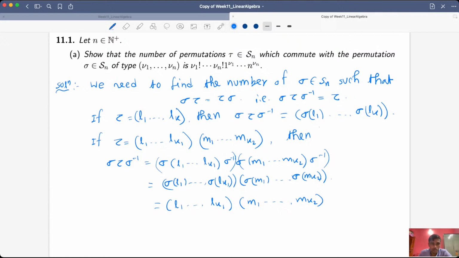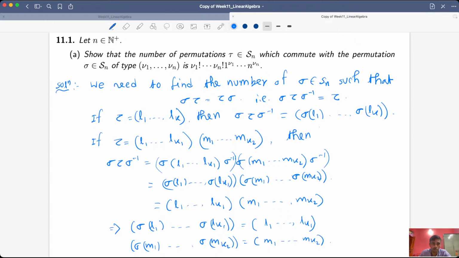But this cycle and this cycle cannot be the same if k1 and k2 are different, right? So this cycle must be equal to this cycle. So that means this implies that sigma L1 up to sigma Lk1 is the same as L1 up to Lk1, and sigma M1 up to sigma Mk2 is M1 up to Mk2.